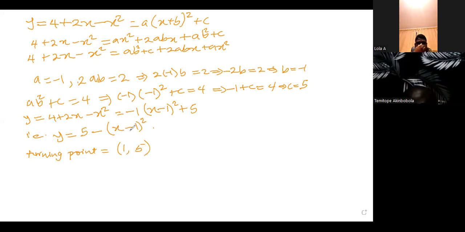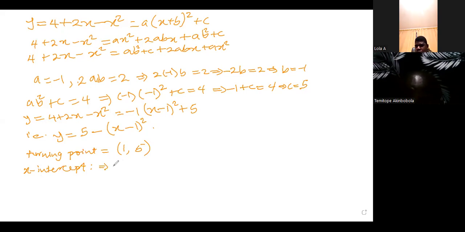You know, the line of symmetry is x - 1 equals 0, so you have x equals 1. So we have (1, 5) for the turning point. Then the x-intercept. What is the x-intercept? The x-intercept is when y is 0.